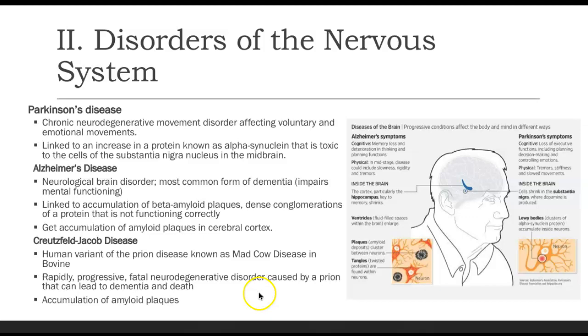So a lot of people don't understand what a prion is. We are still learning more and more about prions. They are essentially, if you're going to compare it to anything that maybe you're familiar with, sort of like a virus, but smaller, and basically they're proteinaceous. They're not going to have parts of a cell, like a nucleus or anything like that. They are going to cause this disease that is rapidly progressive, fatal, neurodegenerative, which is caused by that prion, and it could lead to things like dementia and death. And they also are going to have an accumulation of amyloid plaques.